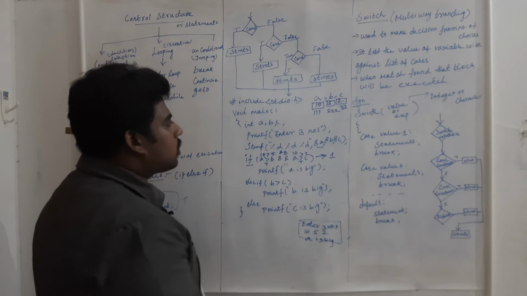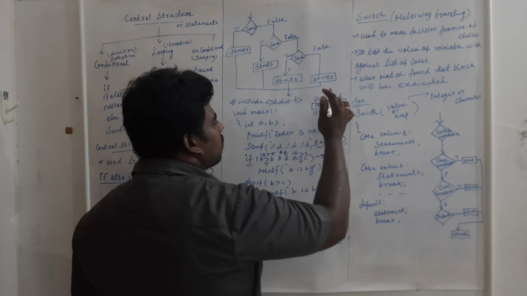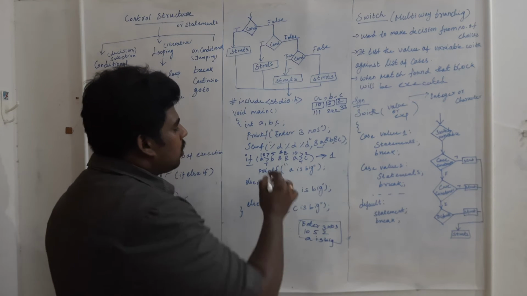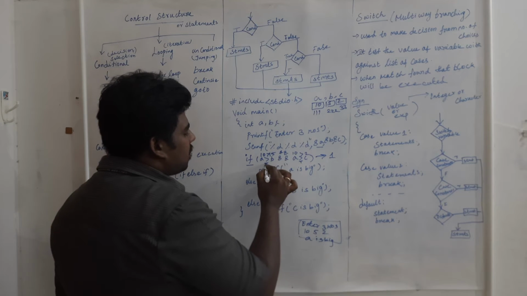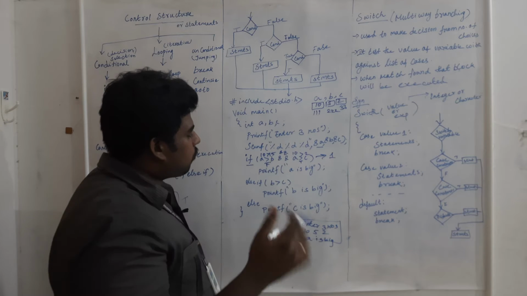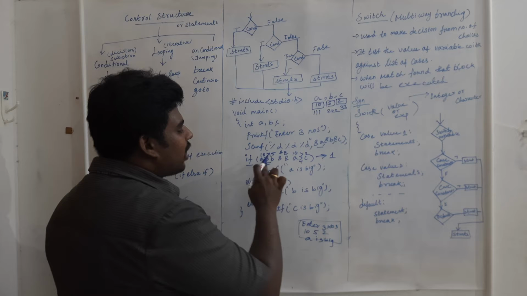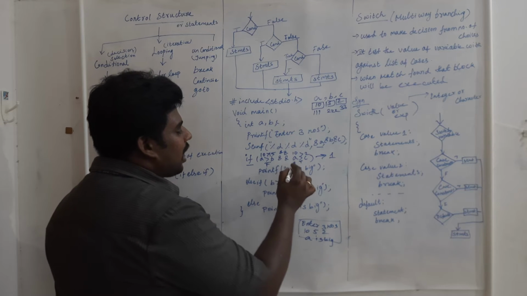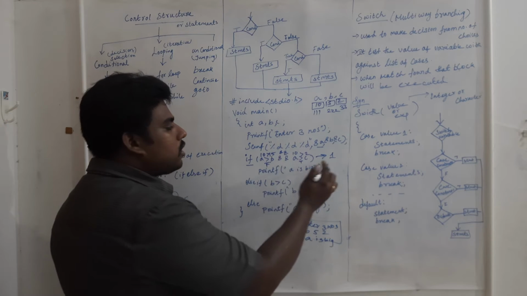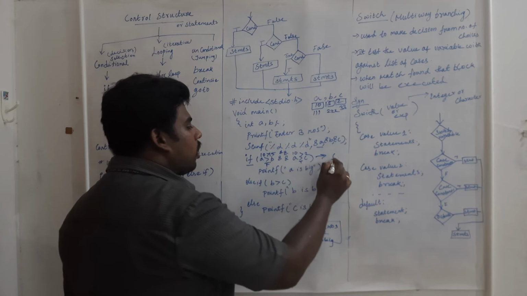Okay. Suppose the B value is 15, what will happen? Here 10 greater than 15, it is false. And 10 greater than 2, condition true. But here logical AND, both must be true. Here one is false. So this condition is false.